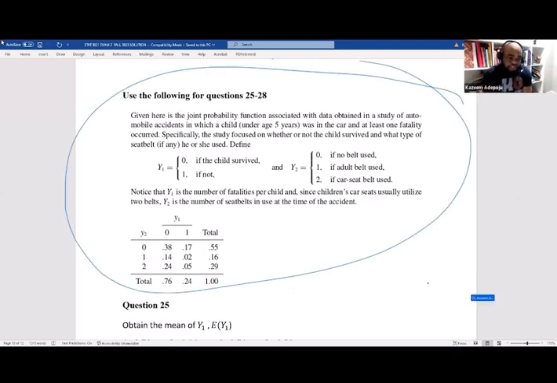It's not going to be exactly this one, of course. There's going to be a table like this.